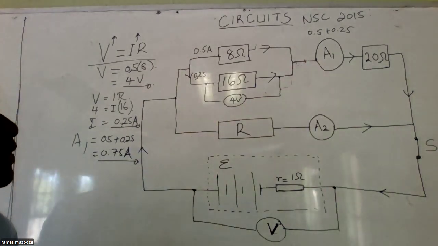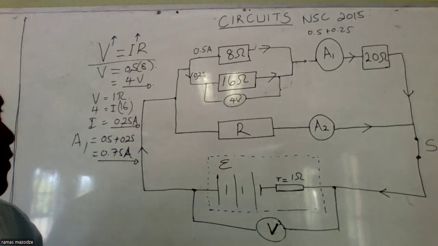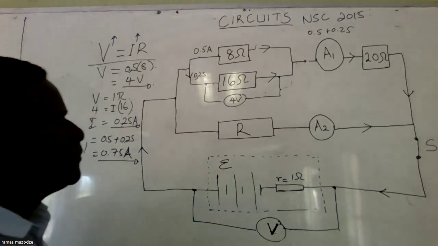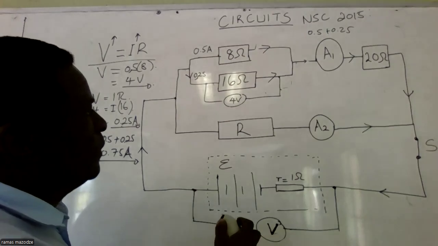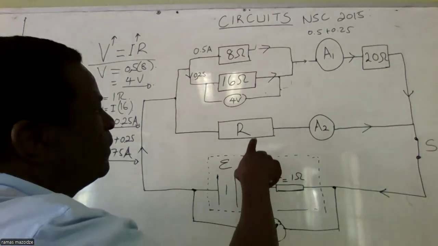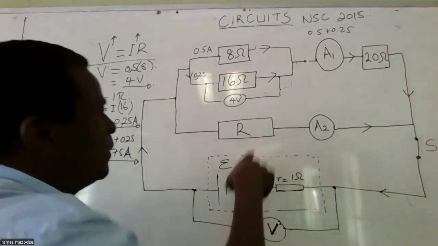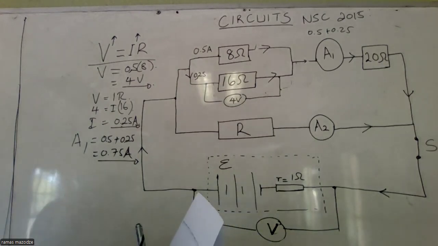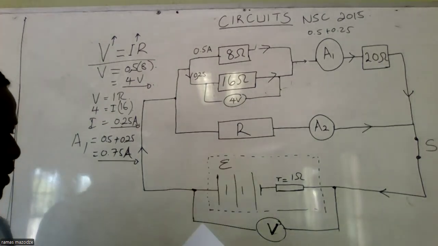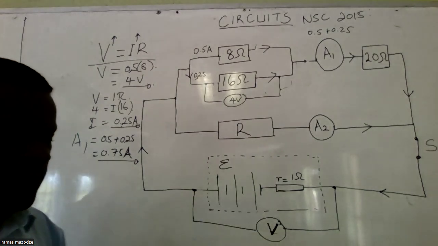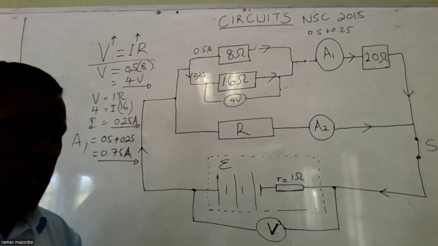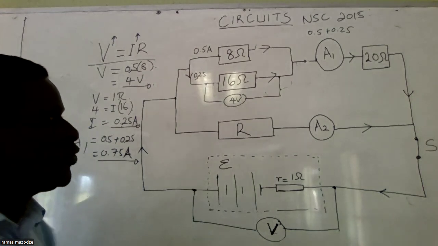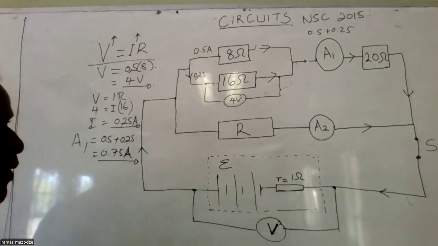Good. Then the next question that they asked was, I hope I still remember the questions. Yes, let me pull the question quickly. Calculate the reading on A1, that was done. Then they said the device R delivers a power of 12 watts. Calculate the reading on the ammeter A2. Right, we are given the power, right?